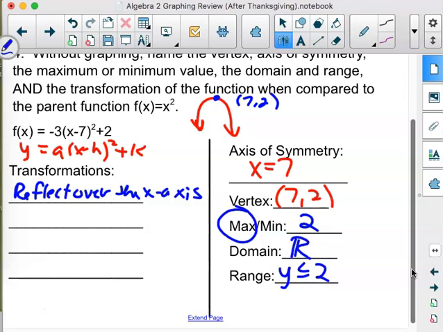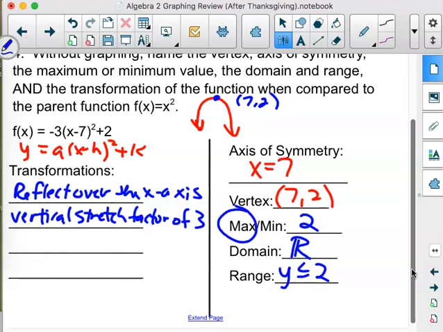Just talked about the negative. We didn't say anything about the 3, so we have to talk about the 3. What's the 3 responsible for in transformations? The stretch. You're right, vertical stretch. Vertical stretch, factor of 3.